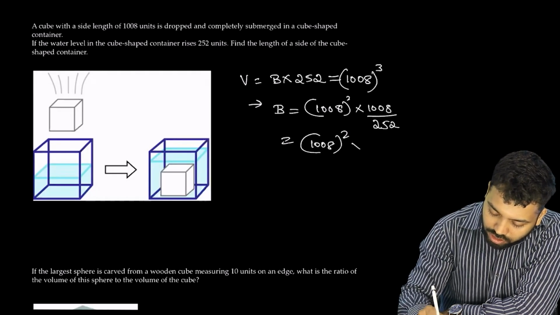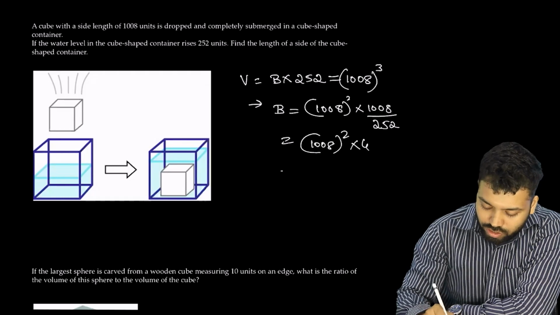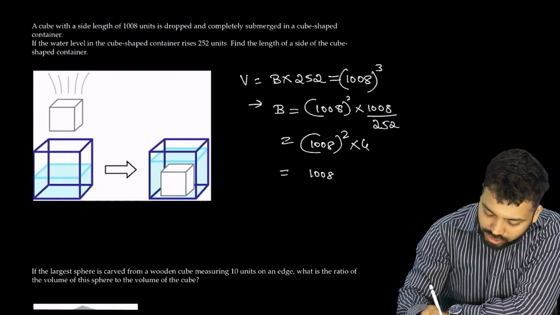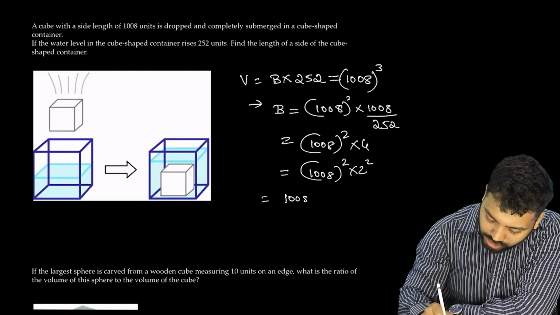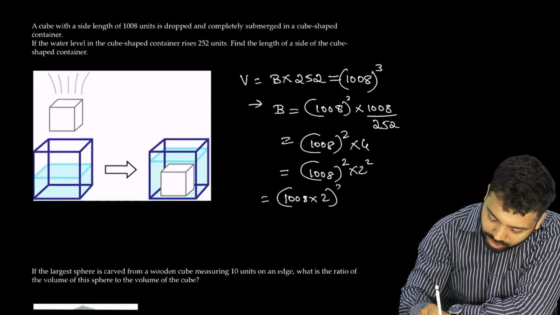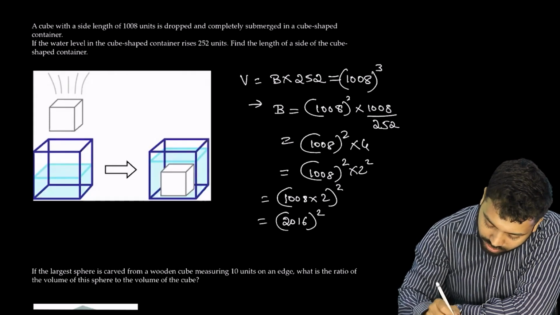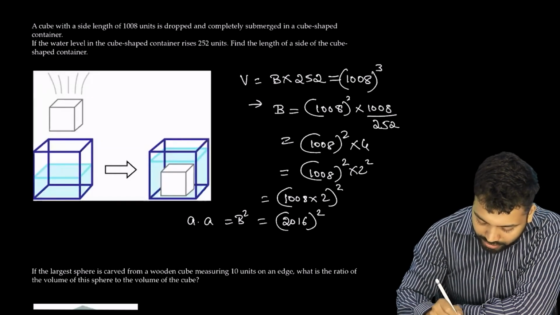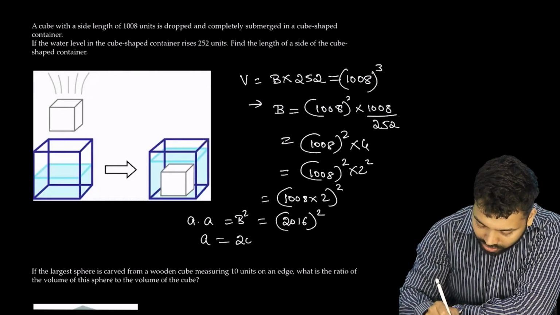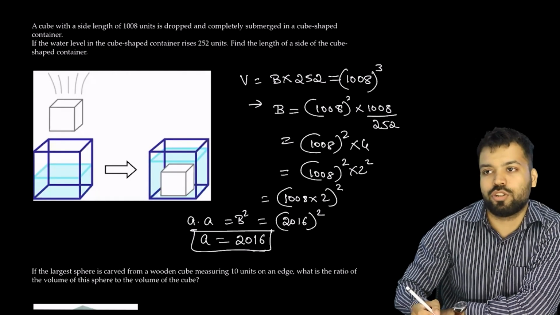So this is 1008 square. What is 1008 by 252? 4. Very good. So this implies 1008 square into 2 square, or 1008 into 2 whole square. So it is 2016 whole square, which is nothing but b square, or side length into side length. So the side length will be 2016. Yes, most of you answered correctly. 2016 is the answer.